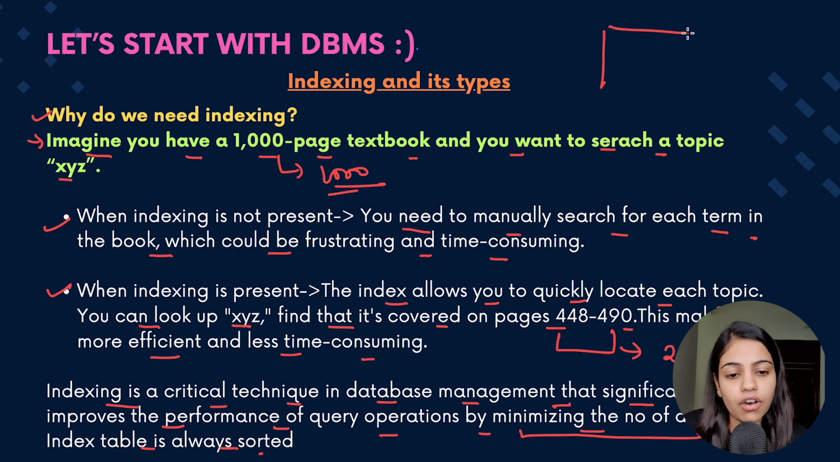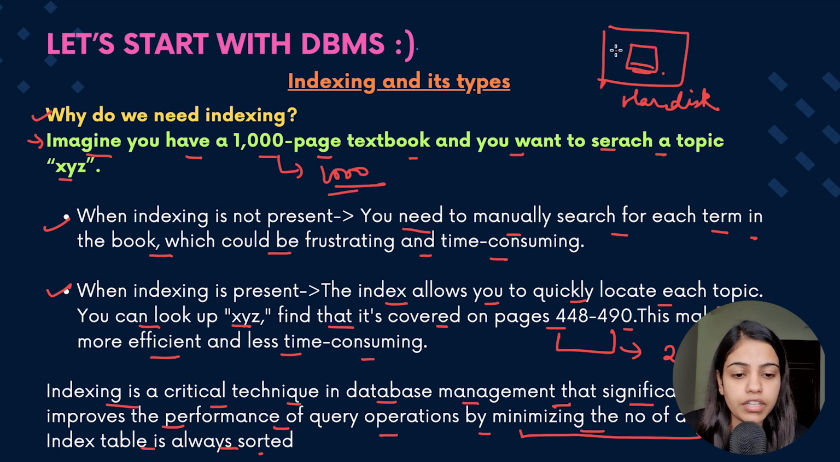Every piece of data of ours is present in our hard disk, or you can say in our disk. In this disk we have our database. In this database there are some tables. In those tables there are some rows and columns, and they are stored in the form of blocks B1, B2, B3, which I discussed in the last video. Now you would need to go to each and every block to find a particular topic or a particular key.